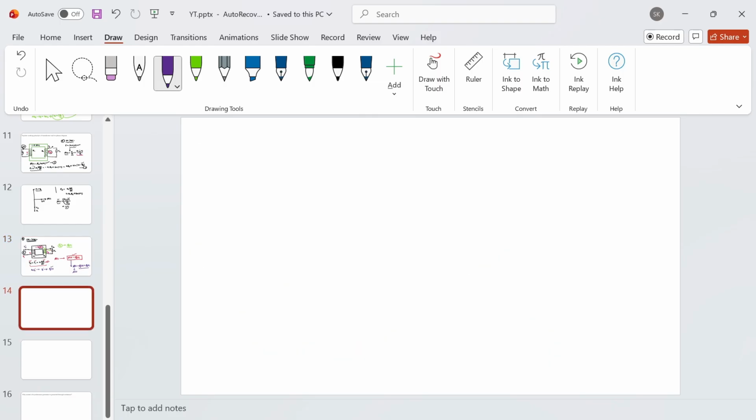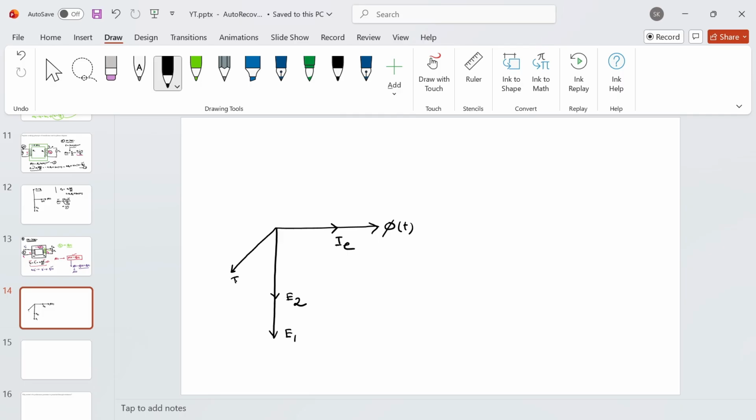Now what will be the phasor diagram? So you have this flux phi of t, you have this E1, and let's say this is your E2, and this was your IE, the exciting current, and let's say my load is lagging, so this will be my I2, and this was my supply voltage.